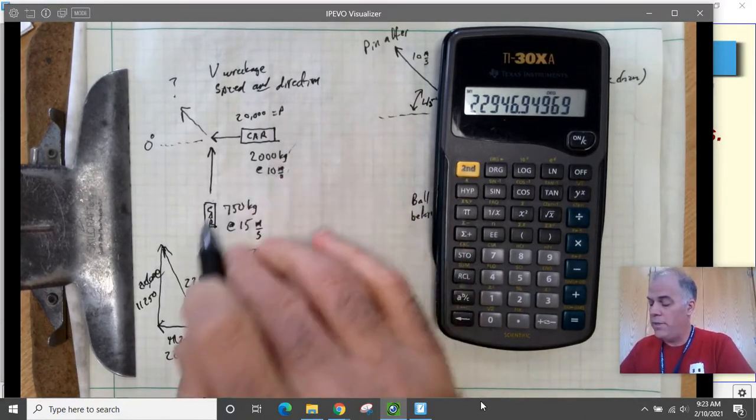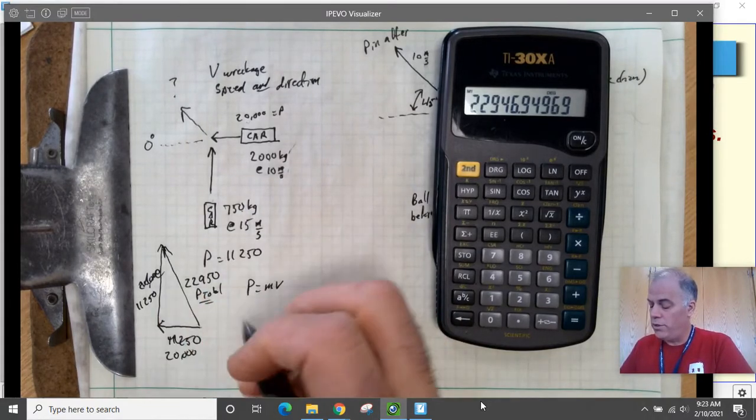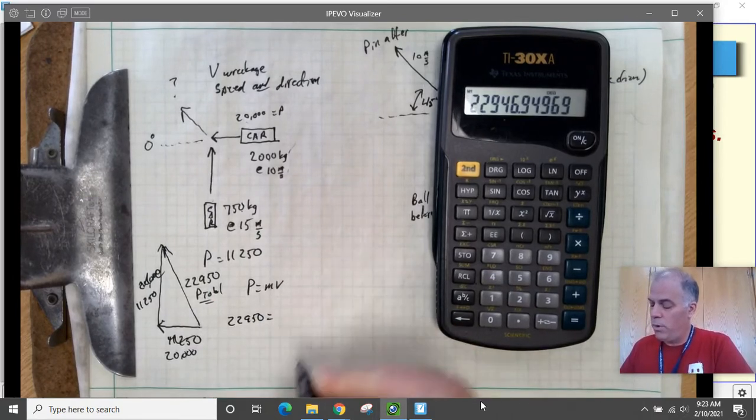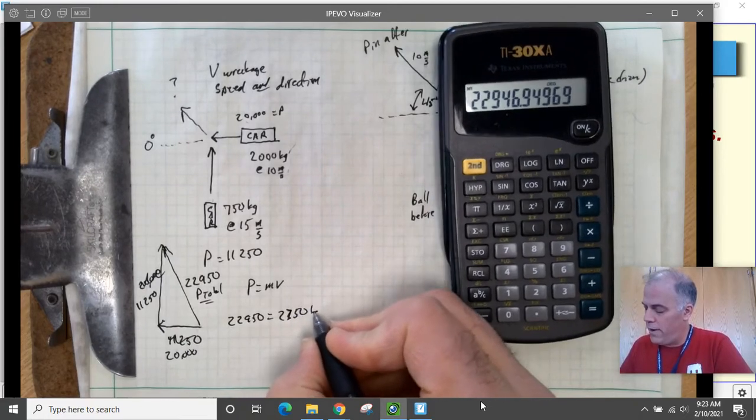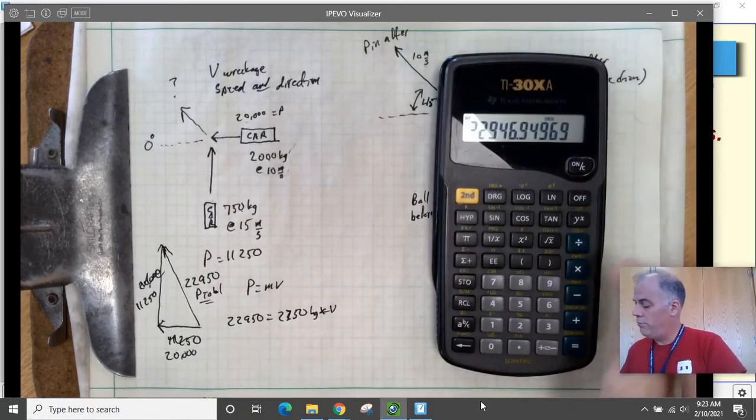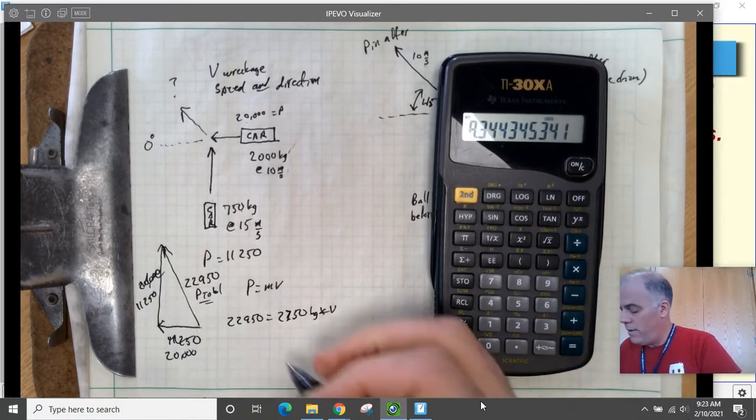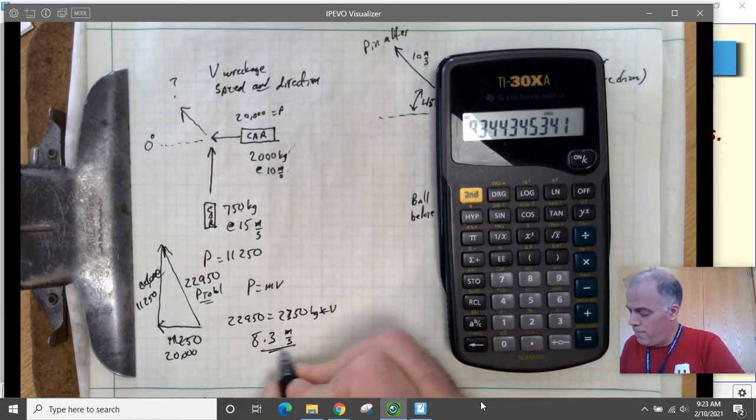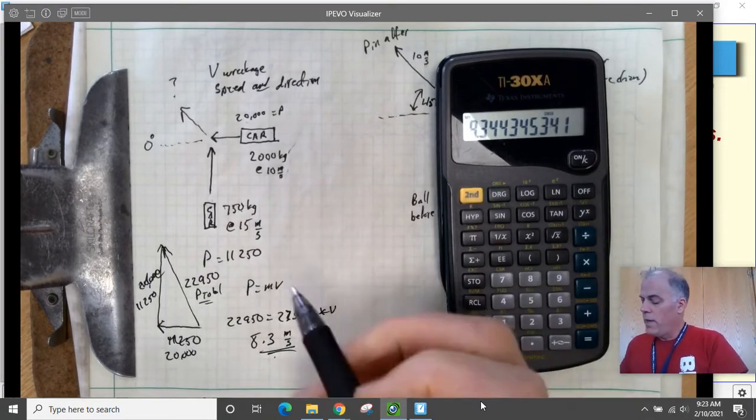Now the total momentum of the wreckage is 22,950, and the mass is 2,750 kilograms times V. So when we divide this by 2,750, we get 8.3 meters per second. Okay, so our speed is going to be 8.3 meters per second. Well, that is what it is.